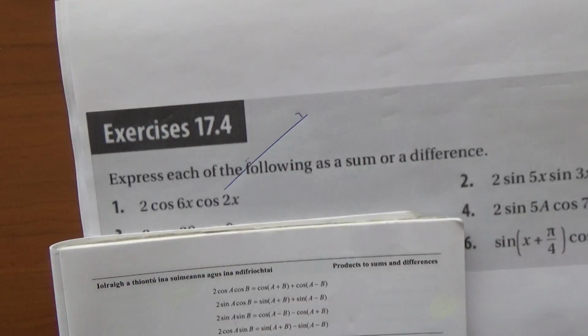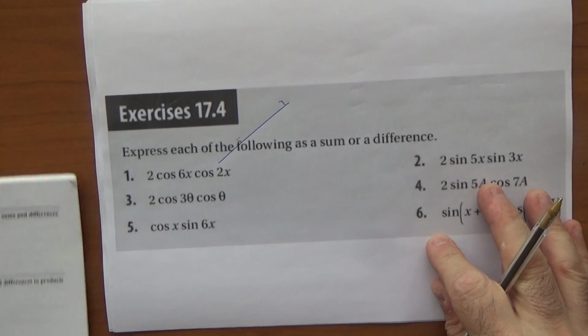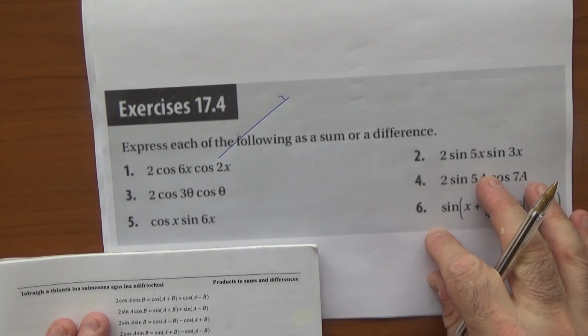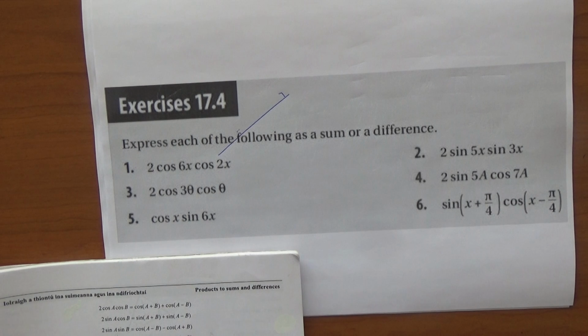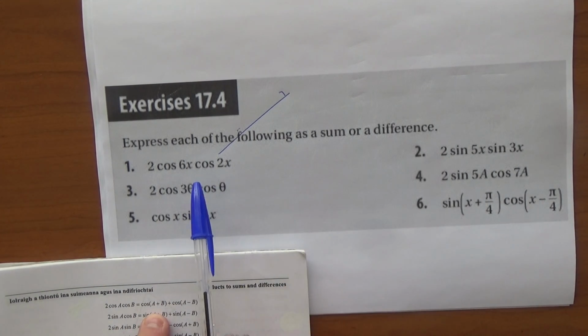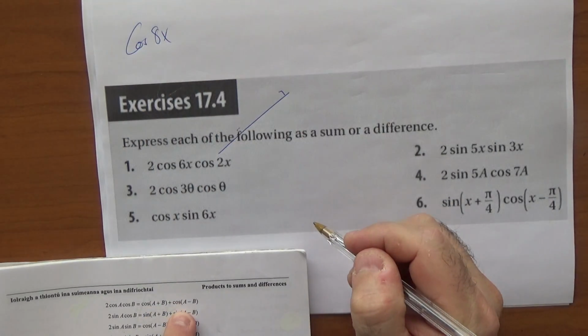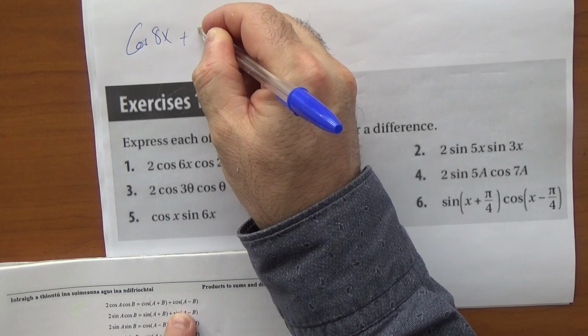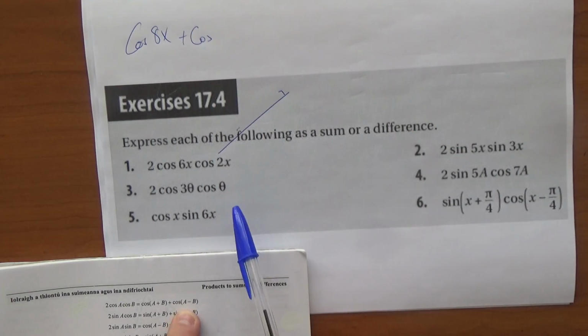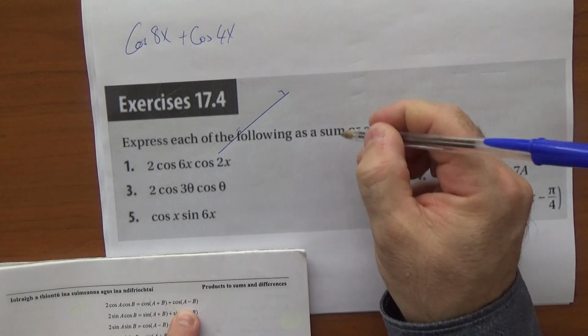Actually, let me get this going over the full page here. I'm going to get cos of the sum, the cos of 8x, plus cos of the difference, which is the cos of 4x. So we've written it as a sum.